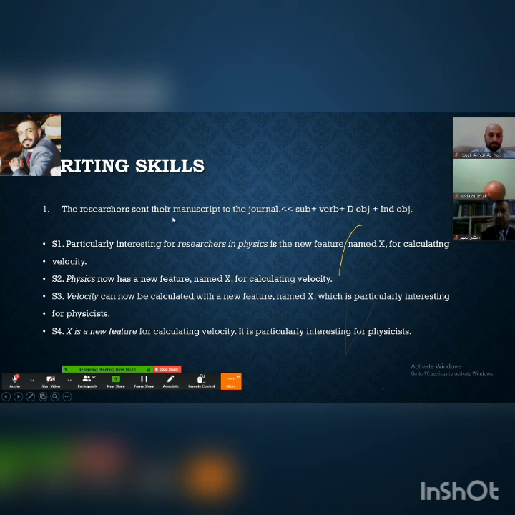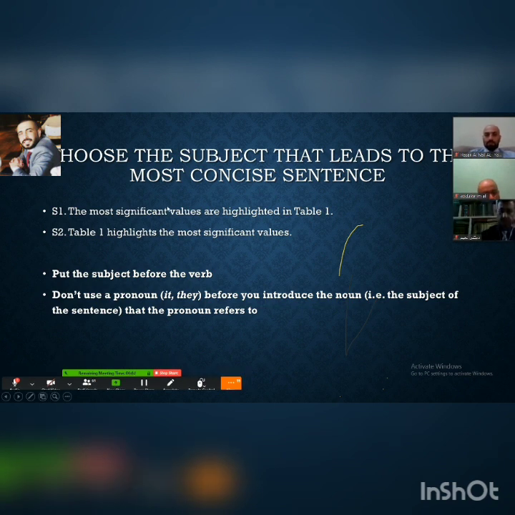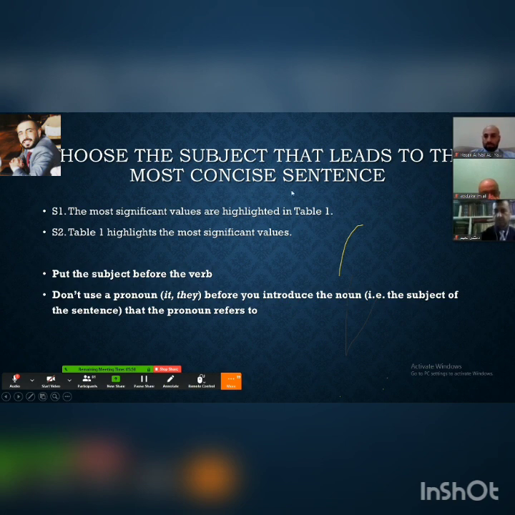سو حاول تختار سبجكت بالجمل اللي تكتبها بالباراجراف تعطي معلومه جديده، لا تحاول تعيد السبجكت الفاعل. Choose the subject that leads to the most concise sentences. لازم تختار subject يؤدي او فاعل يؤدي الى جملة concise، يعني مو جملة بها معلومات هواية.